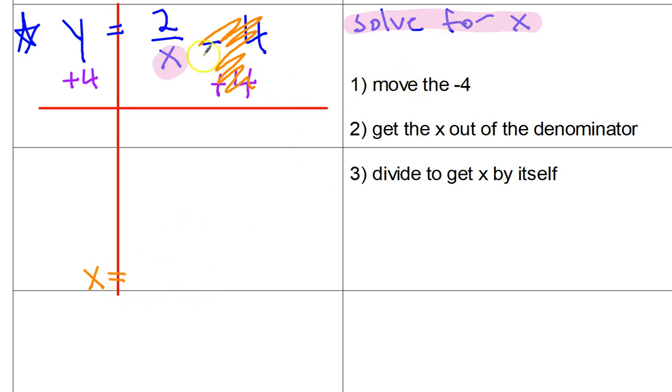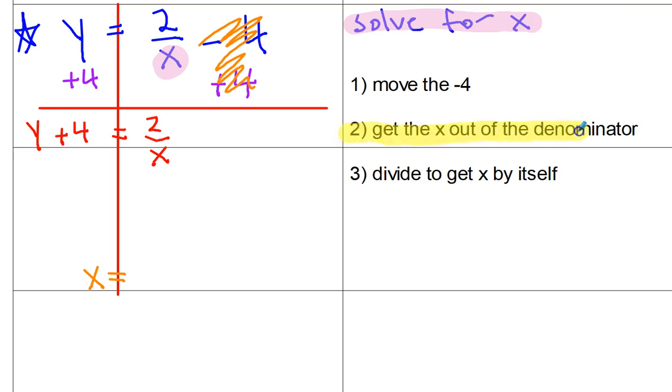I'm going to go from what this is until x is all by itself. Then I've solved for x. Okay, so I'm going to write this down exactly the way I say it. y plus 4 equals, now the 4 has gone away from over here and it reappeared on the other side, so I've got 2 divided by x here. Okay, and now I'm going to be on to step 2.